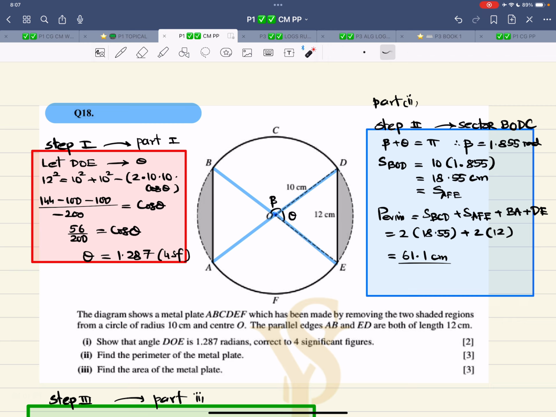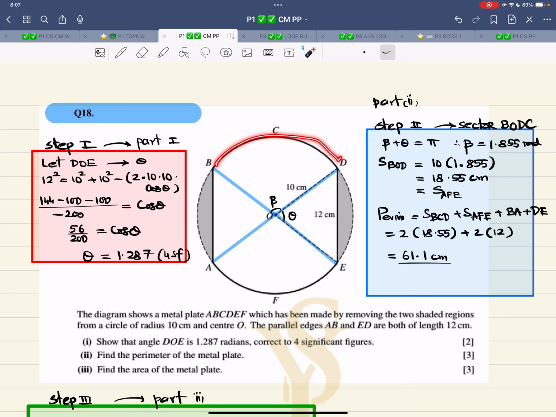Step number 1. Let DOE be denoted by theta. Applying the cosine rule, as you can see, cosine rule is this much, correct to 4 significant figures. So step 1 is technically part 1. Step 2. That is the sector BODC. For this, find beta. These two angles lie on a straight line. They add up to 180 degrees. 180 degrees is called pi radians. So therefore, beta is this much.